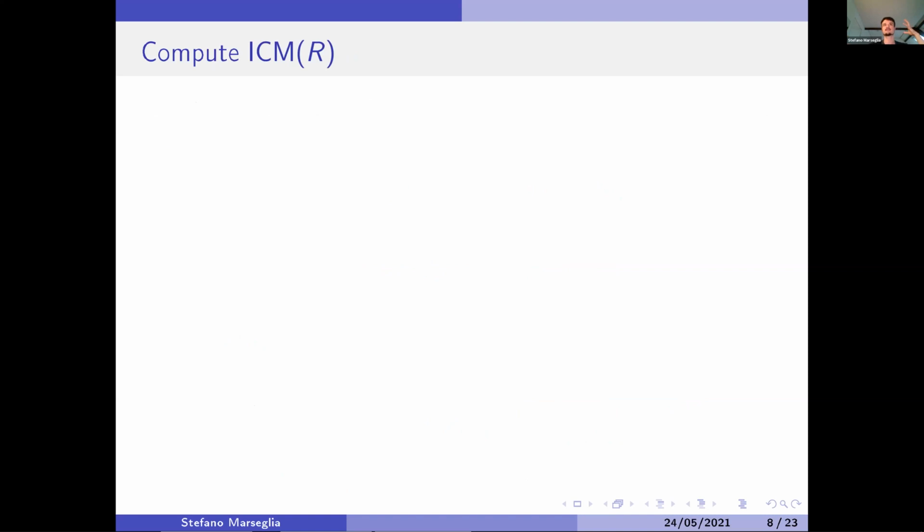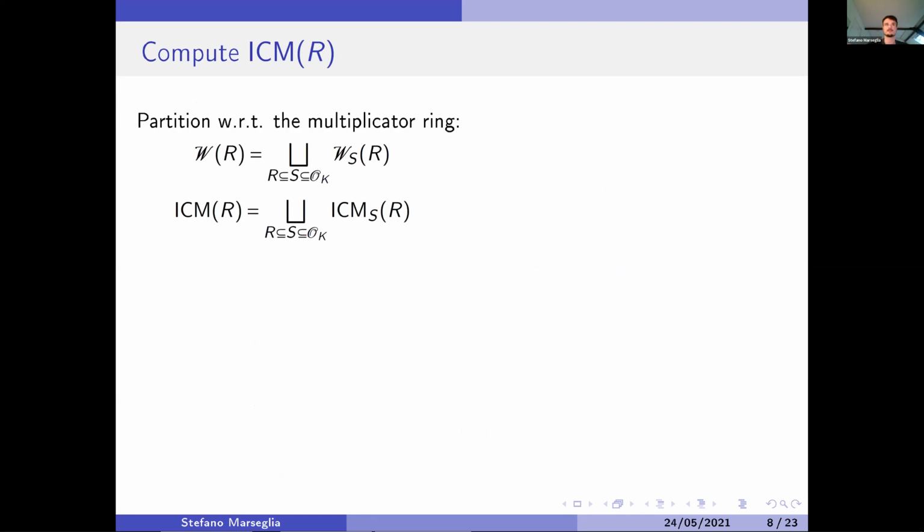Let's move on and let's go to the isomorphism classes. So we understand the local isomorphism classes and we want to understand the global isomorphism classes. So we partition both the set of weak equivalence classes and the ideal class monoid with respect to the multiplicator ring. A multiplicator ring is the set of elements of K that send an ideal inside itself. So it's the colon ideal I colon I. It's the endomorphism ring of the ideal. This is clearly an invariant of both the isomorphism class and the weak equivalence class.